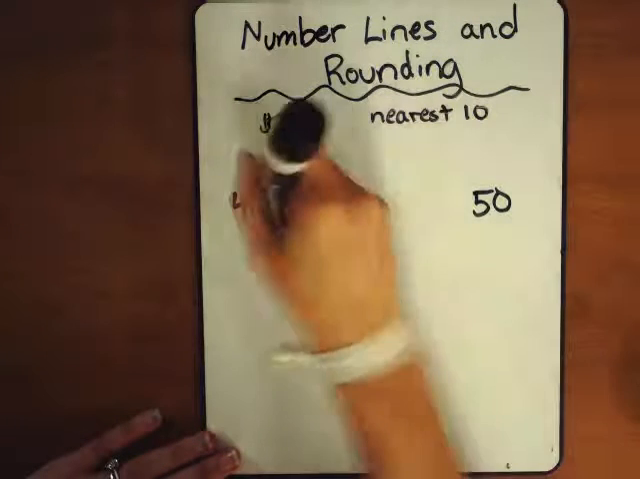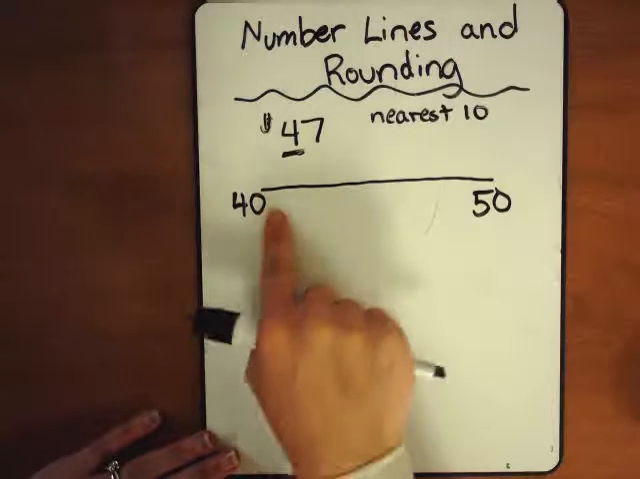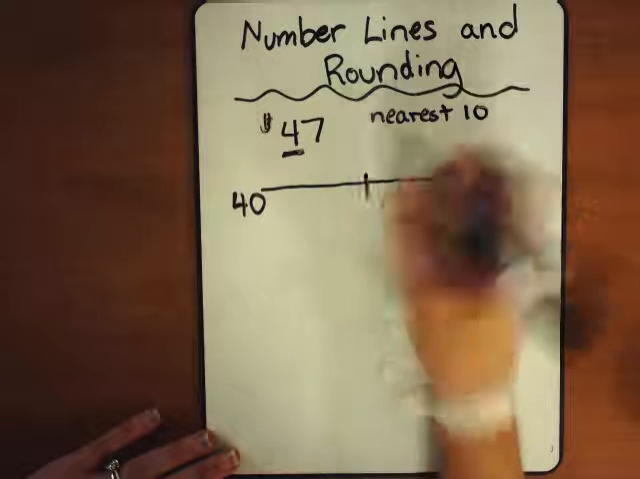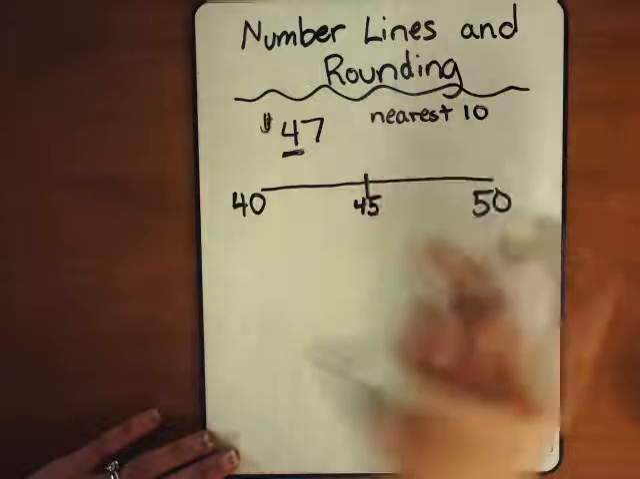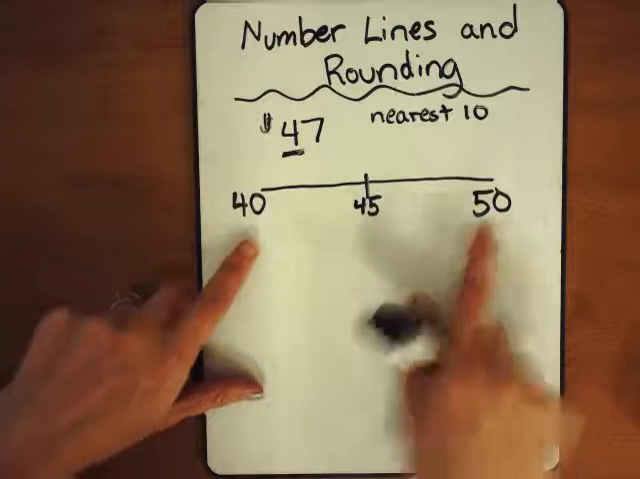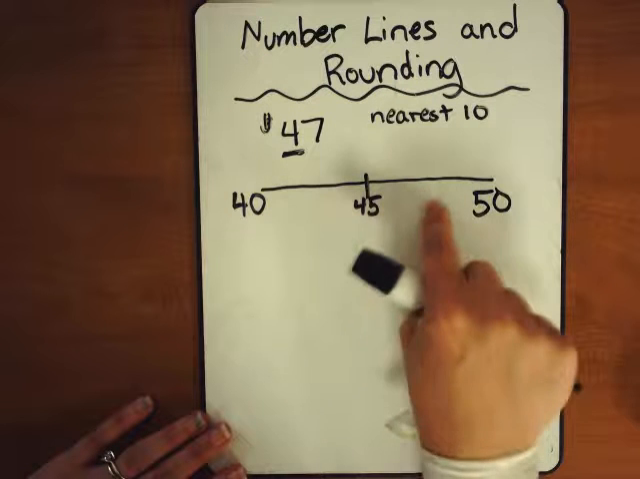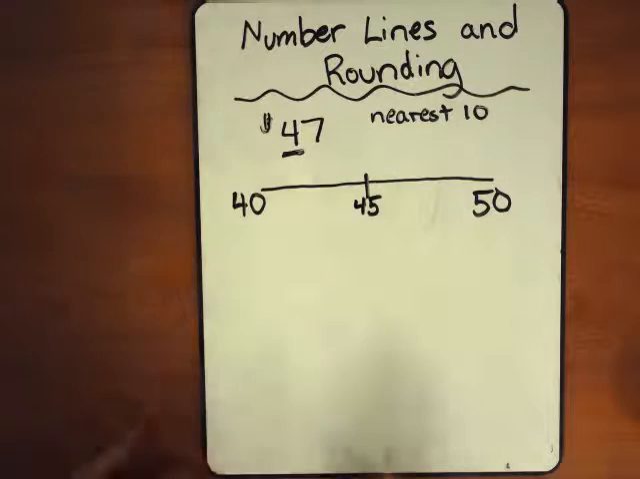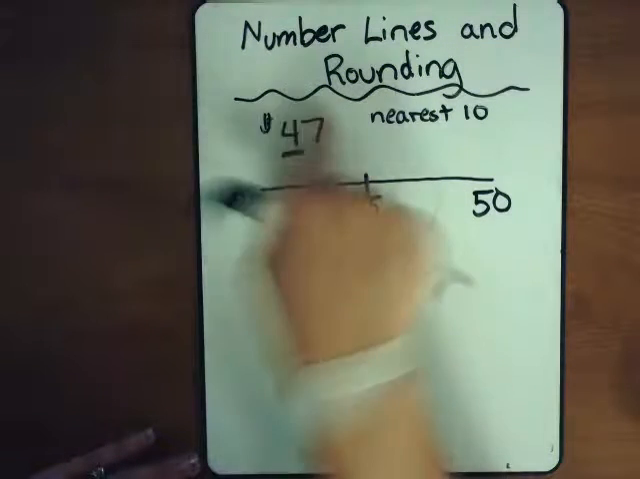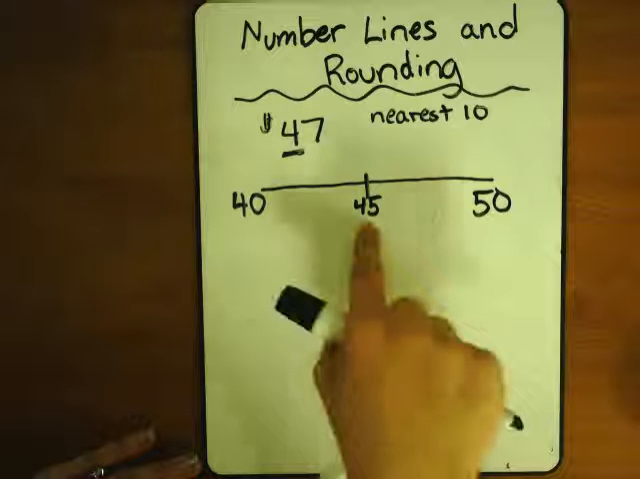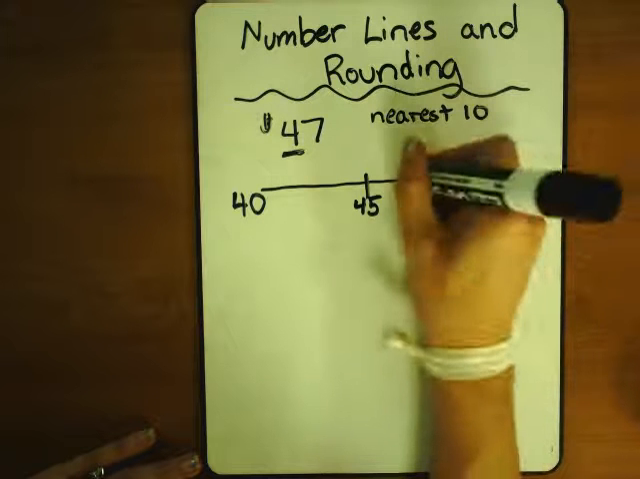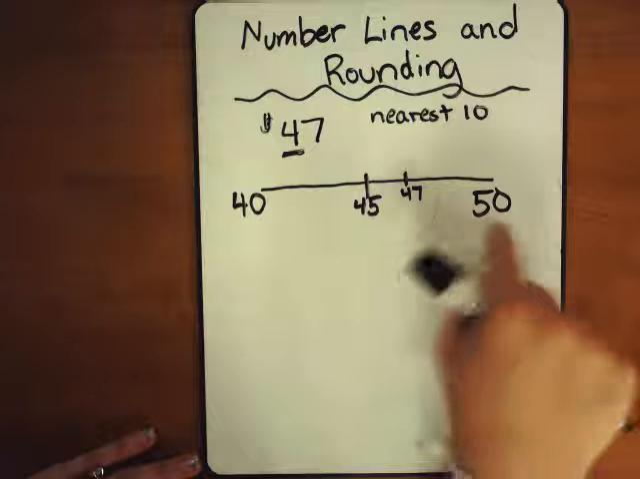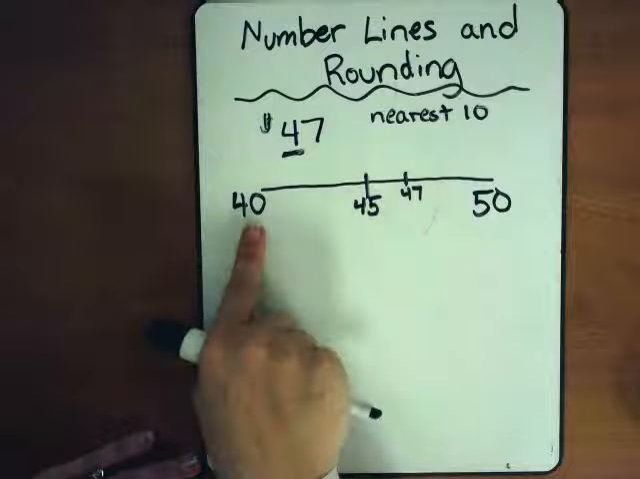So I draw an open number line. I know that 41, 42, 43, 44, 45 is our halfway point. There's always a 5 in between two tens. And then 46, 47, 48, 49, 50. Our numbers go in order. So if I'm going to round to the nearest 10, I can plug 47 on. I know 47 is greater than 45, so 47 would be about here. And it looks like it's closer to 50 than it is to 40.